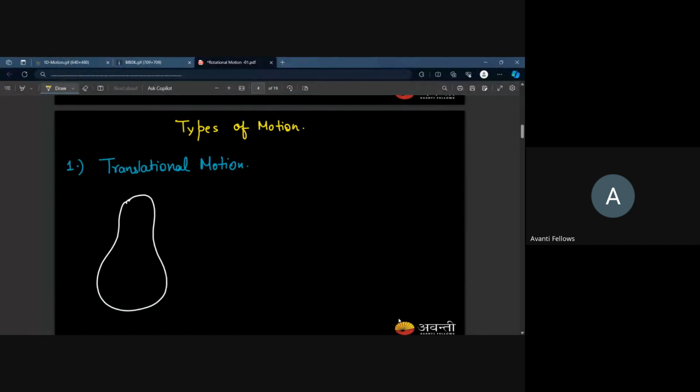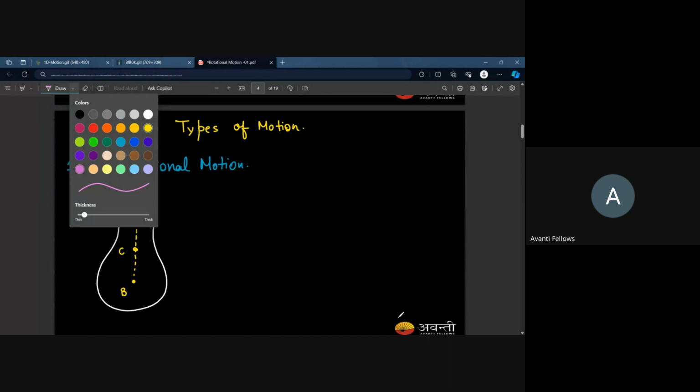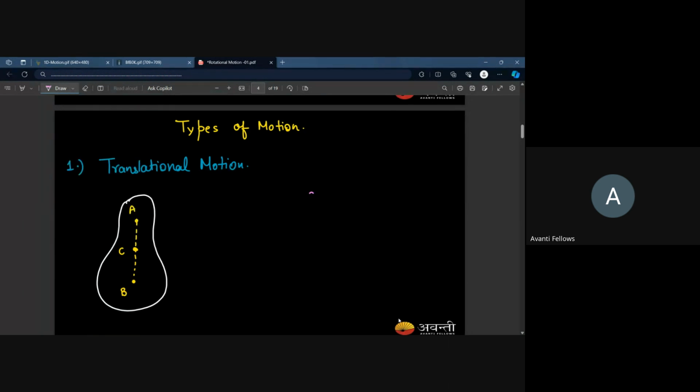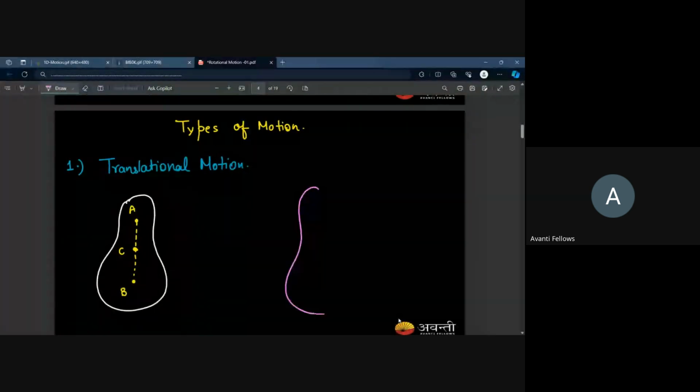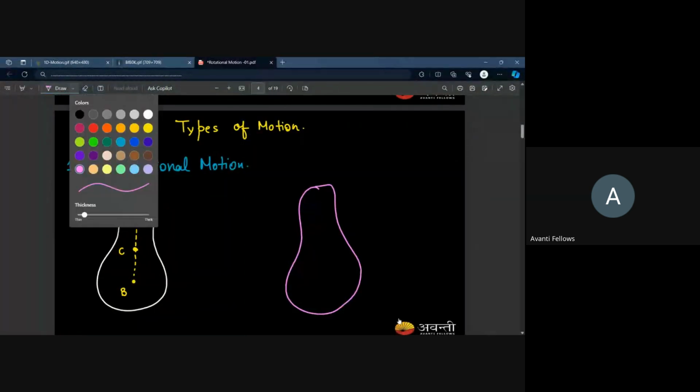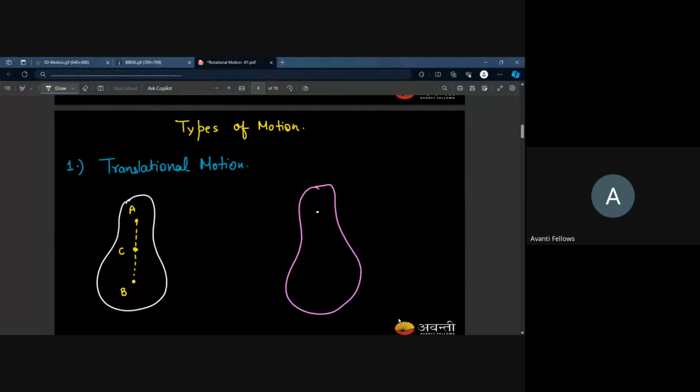And let's mark a few points. I marked point A and then point B. Let's consider another point C over here. I applied some kind of force on this body. And after some time, this body reaches this point, and this is your point A. This is your point C at the new position, and this is your point B.